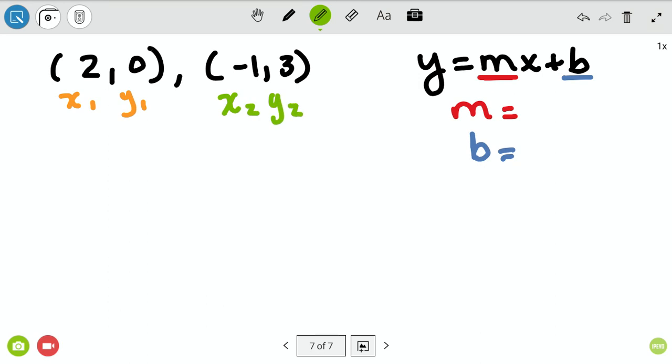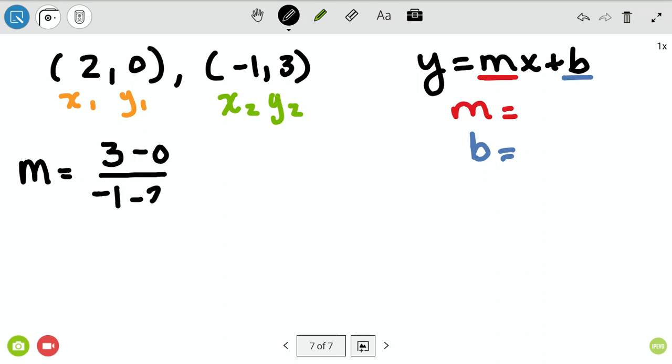So I've got an orange pair and a green pair. I'm going to use those two in my slope formula to find my slope. So m equals, all right, on top, my y's. I start over here with y2, which is a 3, minus 0, which is my y1. And then on bottom, I have x2, which is negative 1, minus 2.